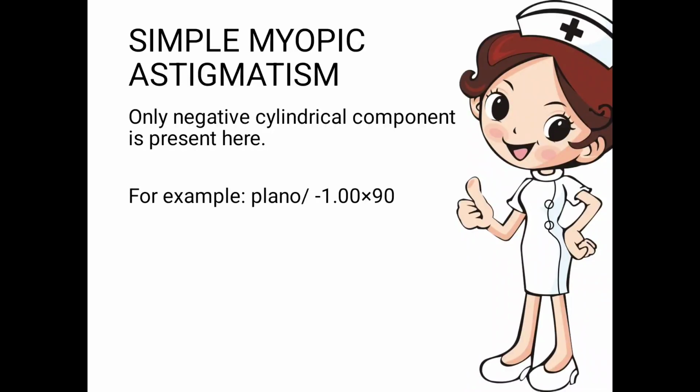As we all know, the spherical component is written first, and the cylindrical component is written at the second position. The cylinder always consists of an axis, maybe 90, 180, 20, 120 degrees, any one. In spherical there is no axis. Spherical should be written first and cylindrical second, and in between there is a slash which differentiates the spherical from the cylindrical component. So in simple myopic astigmatism, there is only cylindrical power and the cylinder should be in minus, which is known as a simple myopic astigmatism.